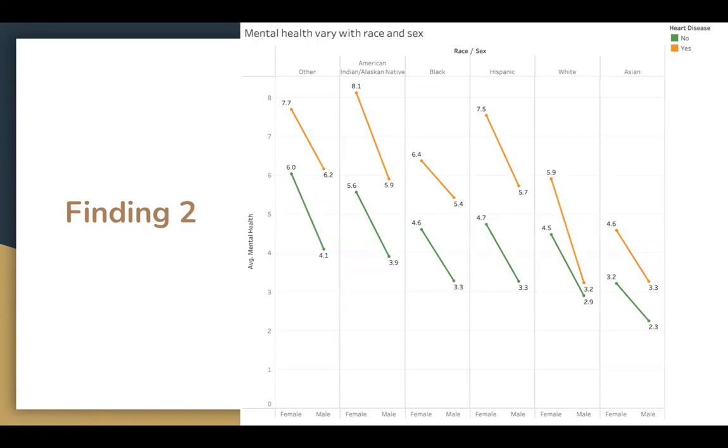Now, let's look at this graph. The second finding is that if males have a mental health issue, they are more likely to get heart disease because the average mental health of males with heart disease is always lower than that of females, no matter what race. Also, according to the overall chart, Asians should pay more attention to their mental health because the average mental health of Asian females who do not have heart disease is 3.2 and is even lower than males who do not have heart disease from other races, which means Asians are more likely to get heart disease if they have mental health issues.